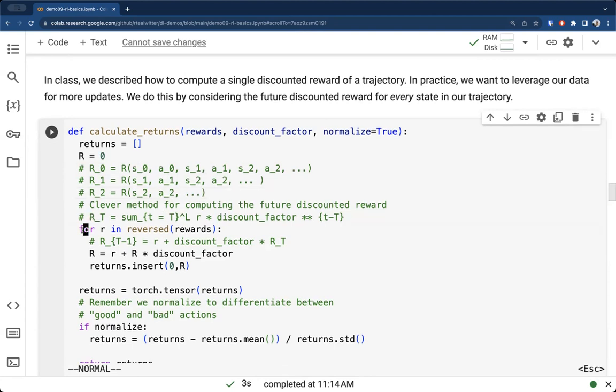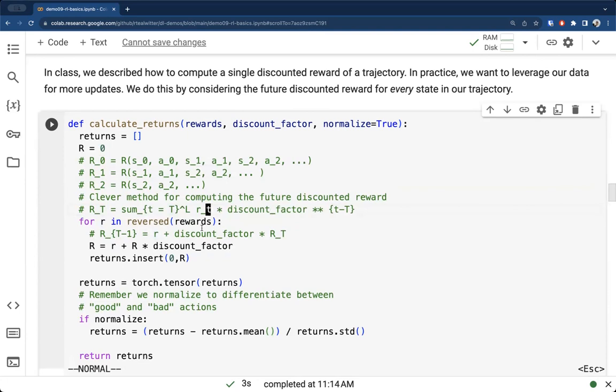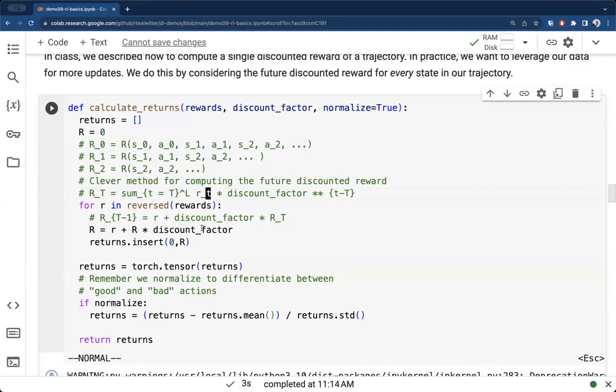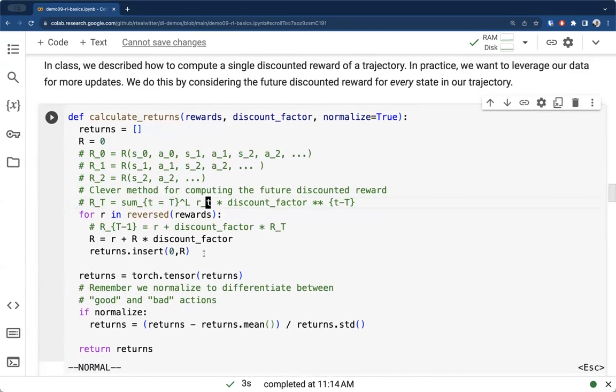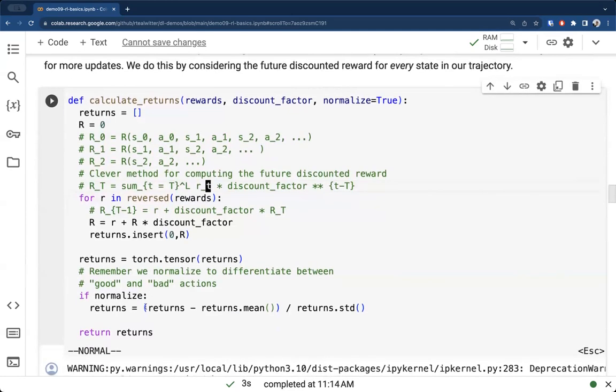Okay, this is just a very clever method for computing it because we know that R capital T is equal to the sum of everything starting from capital T, the discount factor raised to the little t minus capital T factor times whatever the reward we got here is, which I'm calling RT. We compute this thing, and this is our way of maximizing our use of the data so we can learn very quickly.